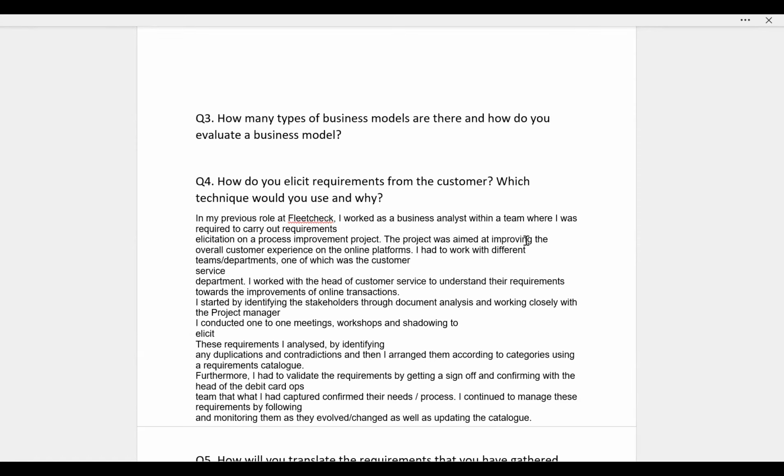I started by identifying the stakeholders, doing document analysis, and working closely with the project manager. I conducted one-to-one meetings, workshops, and shadowing to elicit these requirements. I analyzed them by identifying any duplication. Furthermore, I had to validate the requirements by getting a sign off and confirming them.